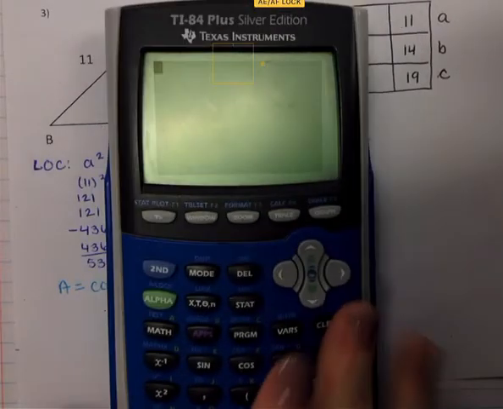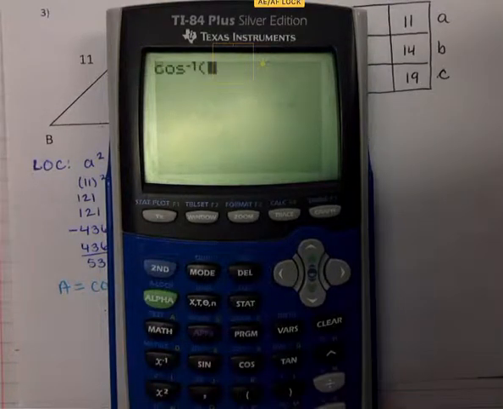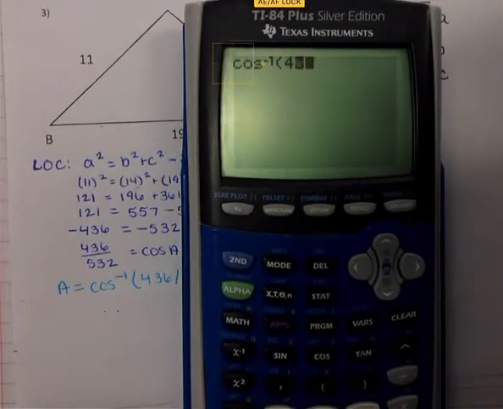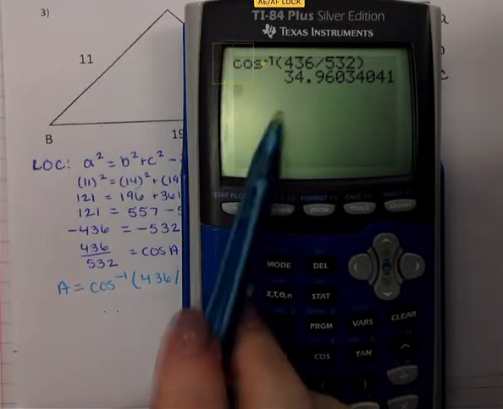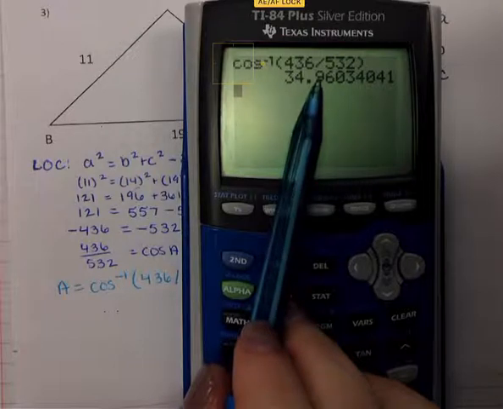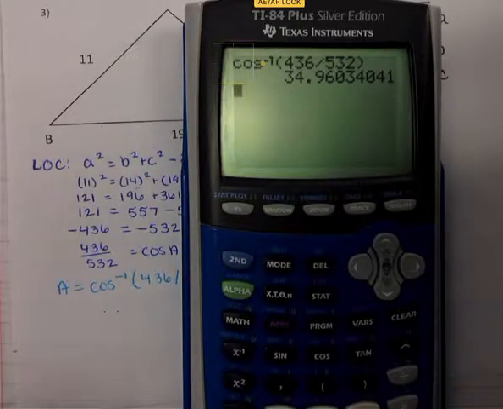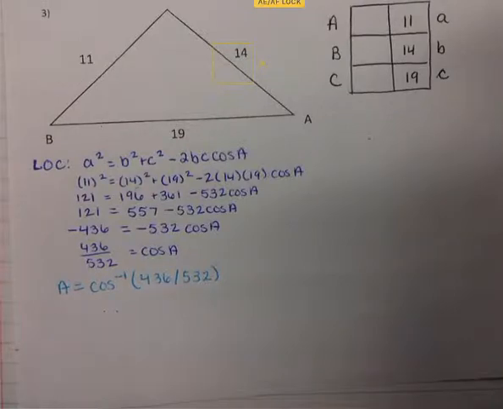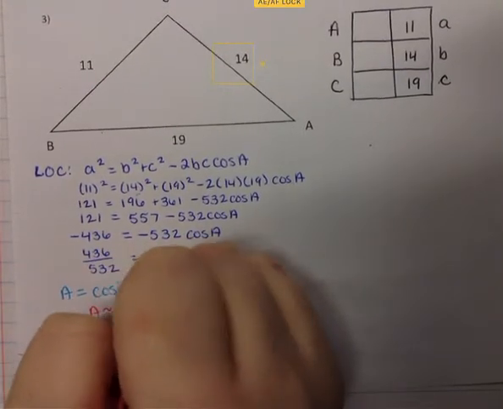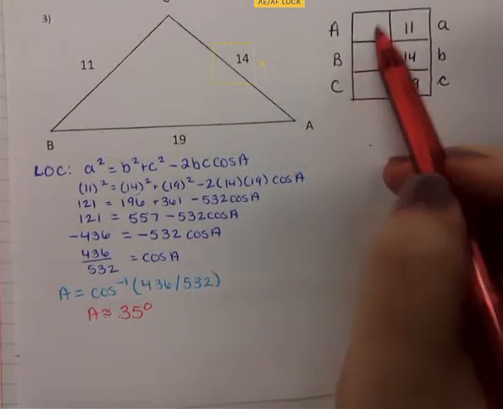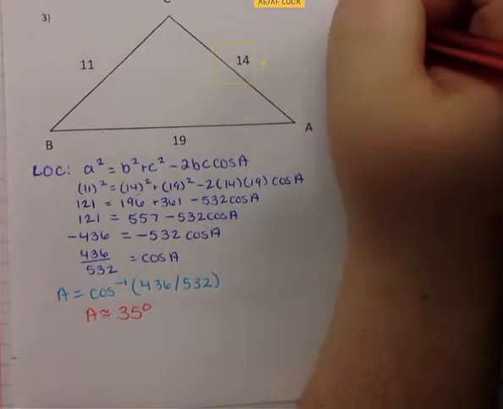So when I type this in, I do second cosine of that 436 divided by that 532, close parentheses. Again, A is roughly 35 degrees, because if this rounds to the nearest tenth, the 6 makes the 9 go up to a 10, which does end up making that a 35. So A is approximately 35 degrees. Now, it was supposed to be an acute angle, so far we're good. So this is 35 degrees.